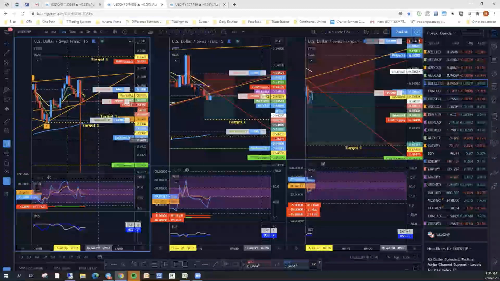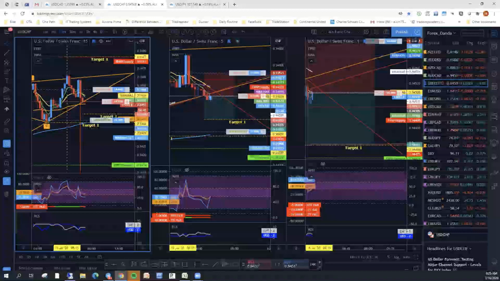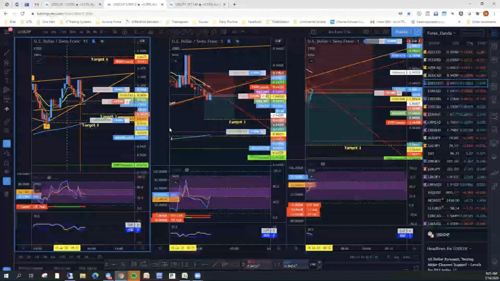I'm in this trade. And the Swiss is still the strongest on all 3 time frames. The Swiss is the second currency of the U.S. Swiss pair, and that means that when the Swiss is strong, it means it's going to the downside.